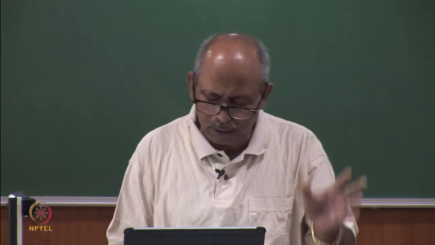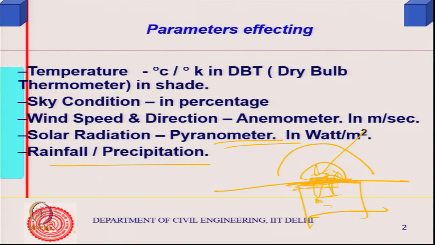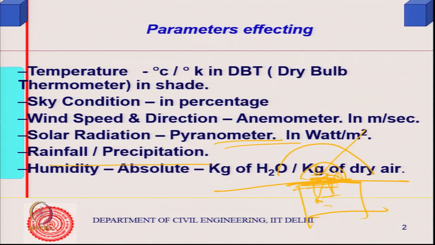Anyway, the instruments are not really our focus, and rainfall gauges are there too. We talked about this sometime earlier. So, these are the parameters, and humidity, of course, as I said, in absolute terms, is moisture vapor per unit kg of dry air.